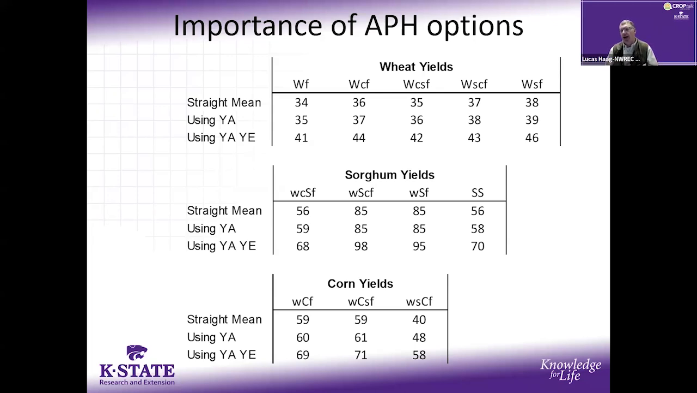So keep in mind, yield exclusion is determined on a county by county basis for each crop for each year. If the county average for that year is less than 50% of the long-term average, you can throw it out. You can choose to throw your yield record out. And so that can make a pretty big difference on some of these, specifically on sorghum.